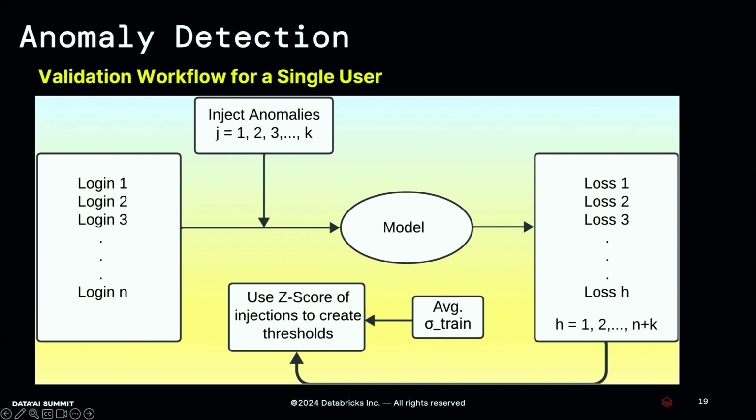We load that average standard deviation from our training, and we compute z-scores for all the samples, and we choose a threshold that captures all the injections that we made.